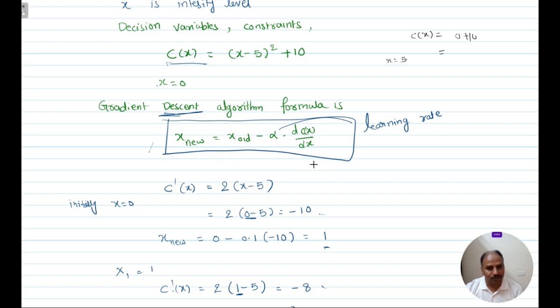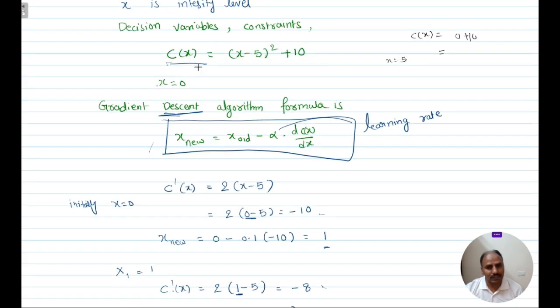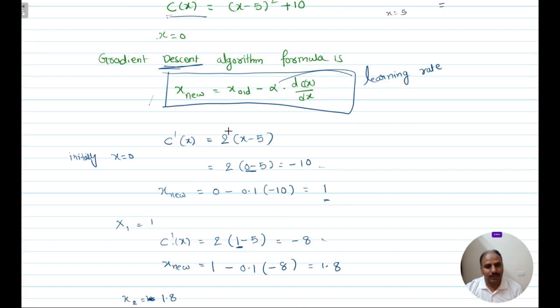So no more constraints over here. And we have started with the differentiation. Whatever the objective function was given, we have differentiated, then substituted x equal to 0. We started with 0 and updated using the gradient descent formula for finding the x new value.